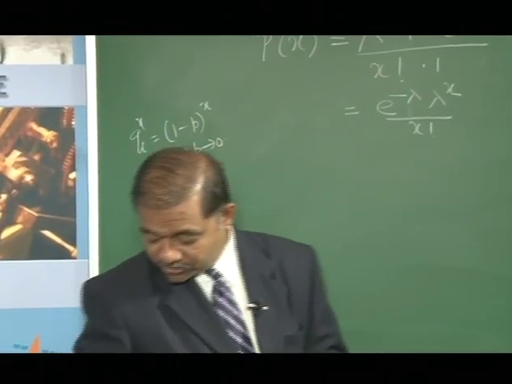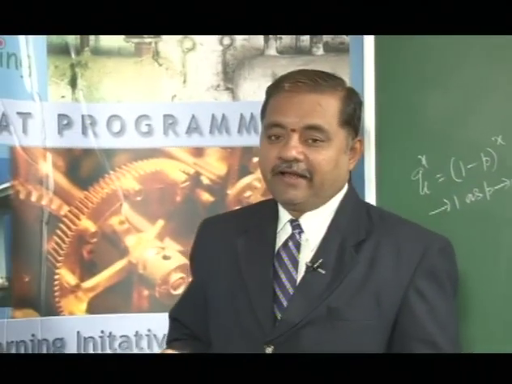So with that, the Poisson distribution is ending. In the next class we will see the continuous distributions.